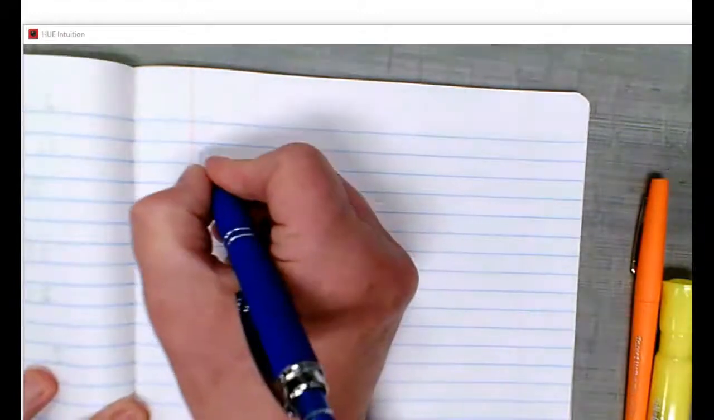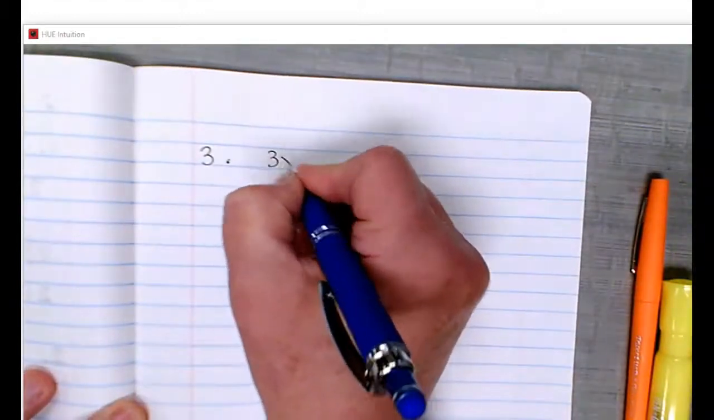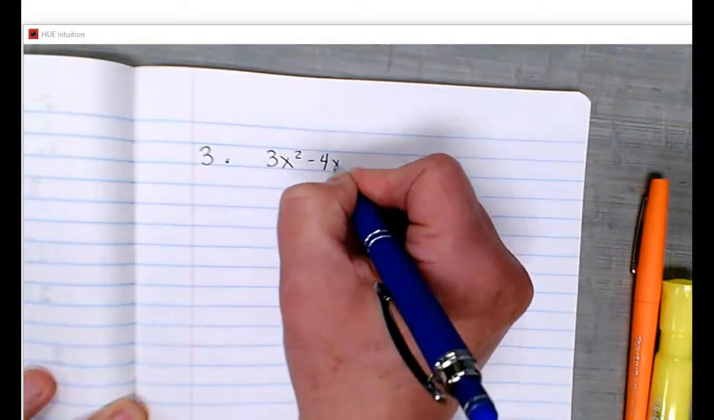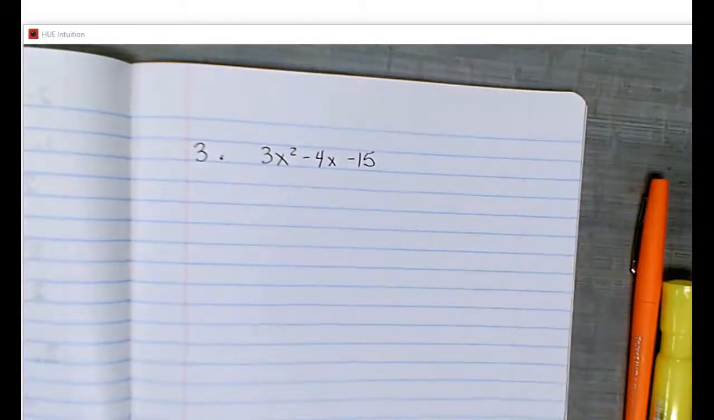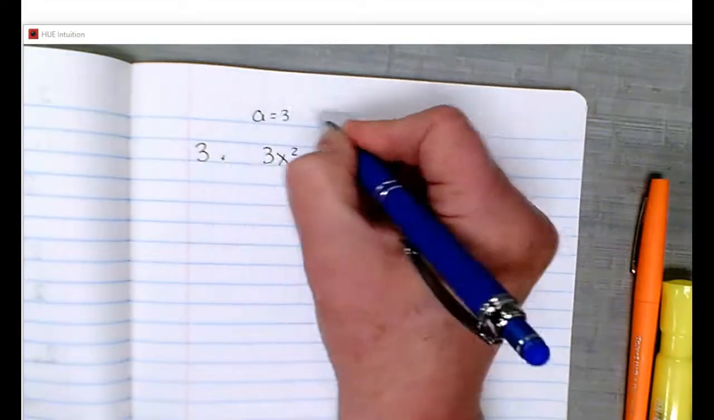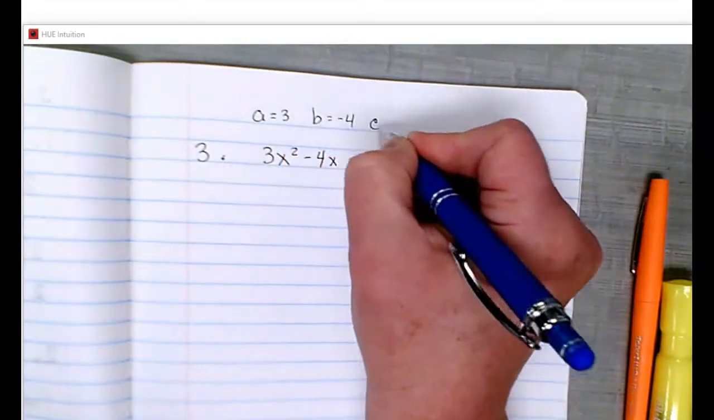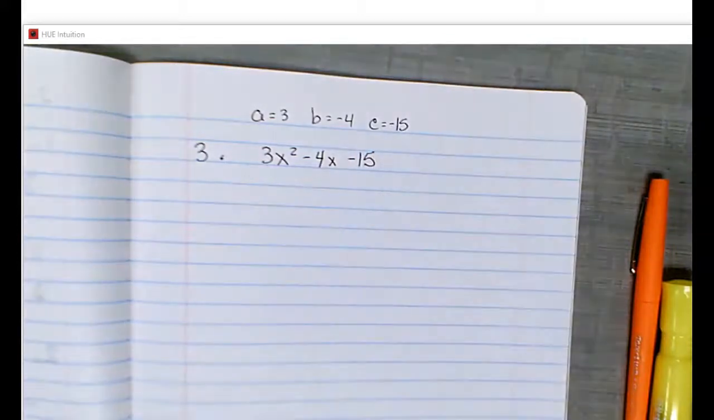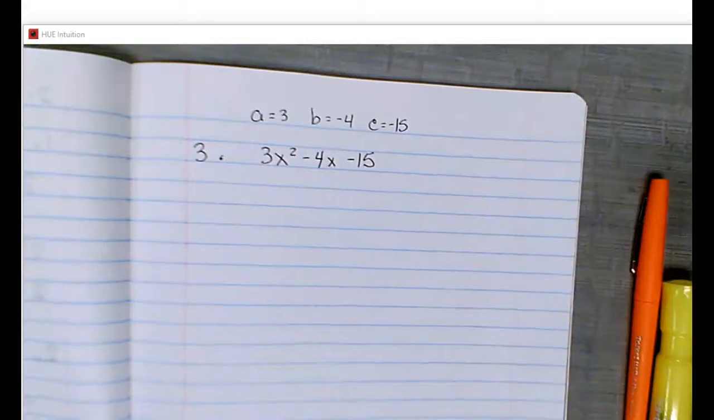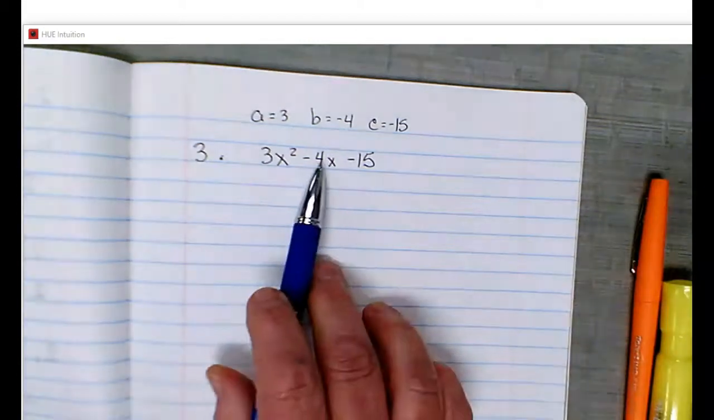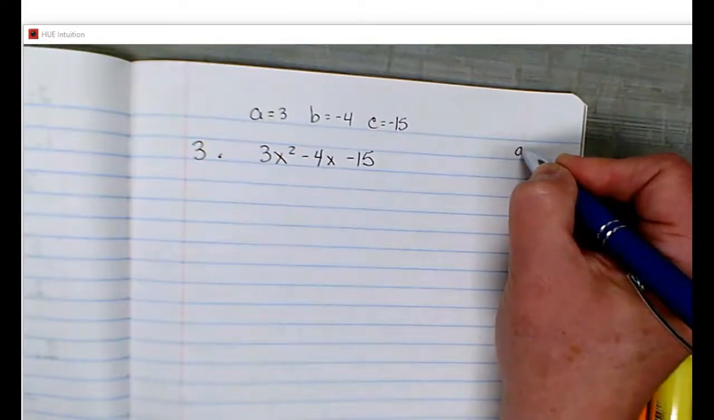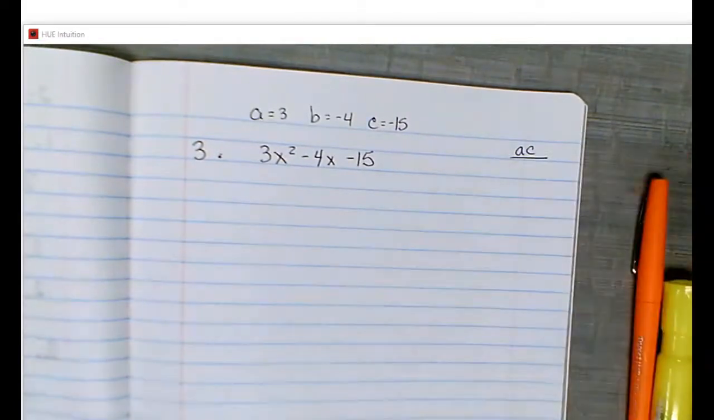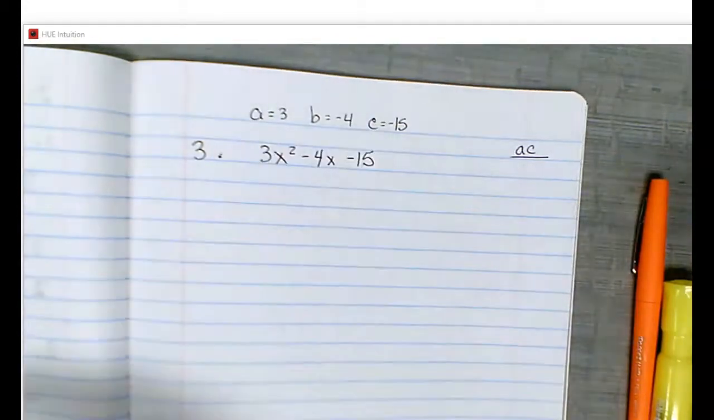We are on example number 3, 3x squared minus 4x minus 15. The A is equal to 3, the B is equal to negative 4, the C is equal to negative 15. Before I did that, I should have asked myself, does it have a GCF? GCF is first, because of the 4 there, it doesn't have a GCF. So over here, all the way in the margin, I need to multiply the A times the C. What's the A times the C?